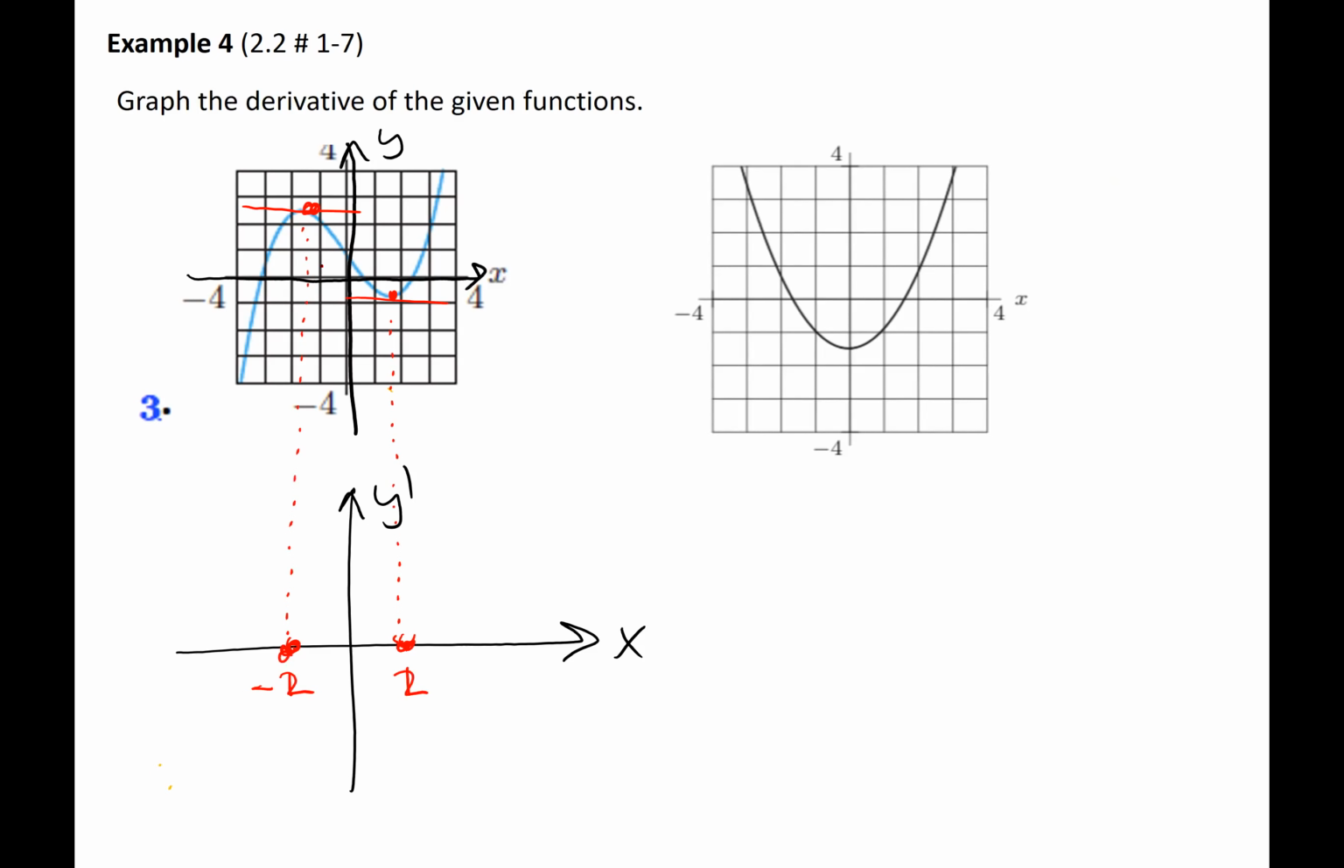And then what is happening between -2 and 2? Can you tell me? Is the function increasing or decreasing? It's decreasing. That means if the function is decreasing, what is the value of the derivative? Is it negative or positive? It is negative. That means I have to place the graph of the derivative below, negative.